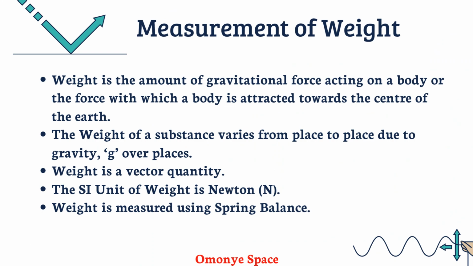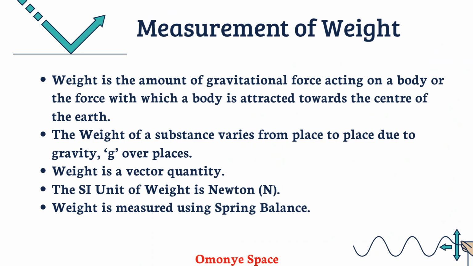Measurement of weight. Weight is the amount of gravitational force acting on a body, or the force with which a body is attracted towards the center of the earth. The weight of a substance varies from place to place due to gravity over places. Weight is a vector quantity. The SI unit of weight is Newton, and weight is measured using a spring balance.